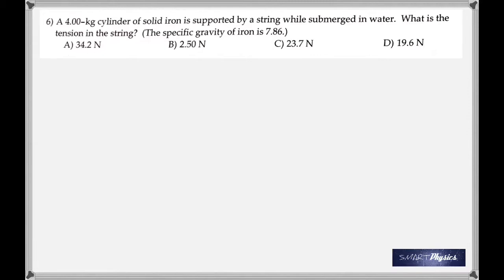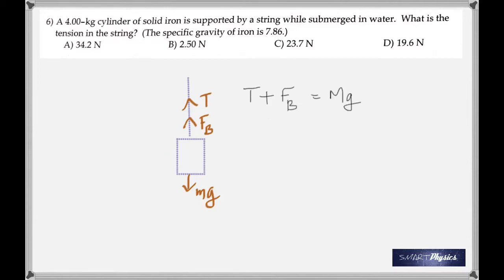Okay, number 6. 4 kilogram cylinder, solid iron, is supported by a string while submerged in water. What is the tension in the string? Okay, that is the cylinder. Forces, weight acting vertically down, tension in the string up, and buoyant force also up. So the total upward force is T plus Fb is equal to mg because it is in equilibrium.